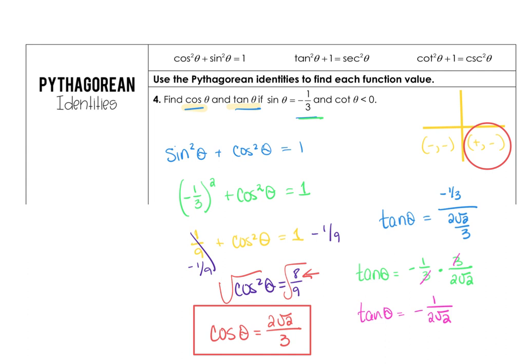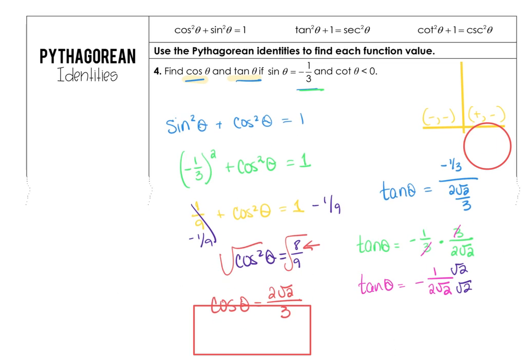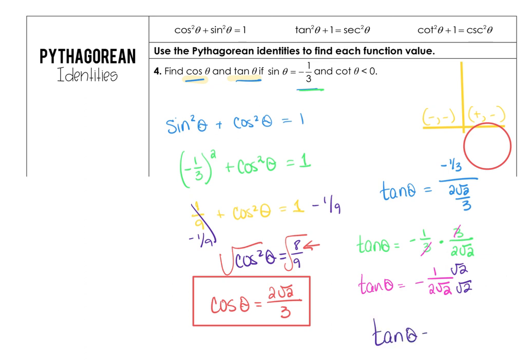Rationalize it. So I need to multiply the top and the bottom by square root of 2. On the top, I get just a square root of 2. On the bottom, I get 2 times this 2 that's created, so I get a 4. You cannot reduce that because one is inside the radical, one is outside of the radical. That is my answer for that second piece.